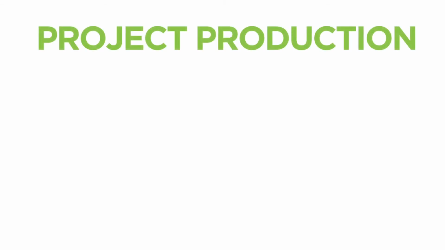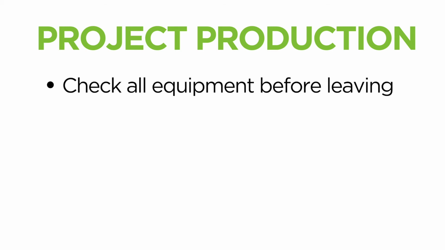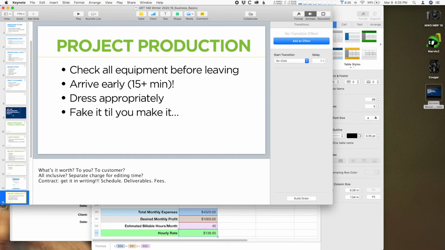All right, so once you've got all the agreements in place and the scope of work defined, you go into production, actually doing the work. This is super important before you head out to do the thing: make sure you check all your equipment. I have a checklist for that. We'll come back to it later. Well, let's go ahead and do it right now. Let's go to that checklist real quick.